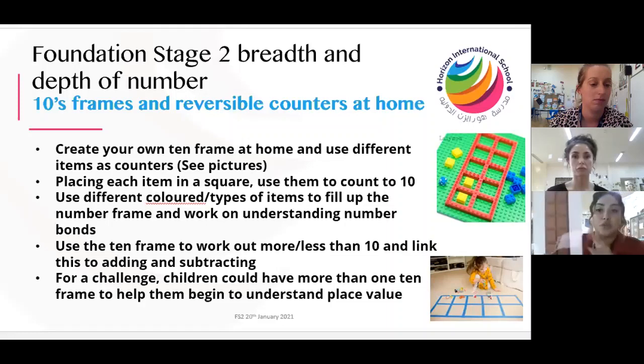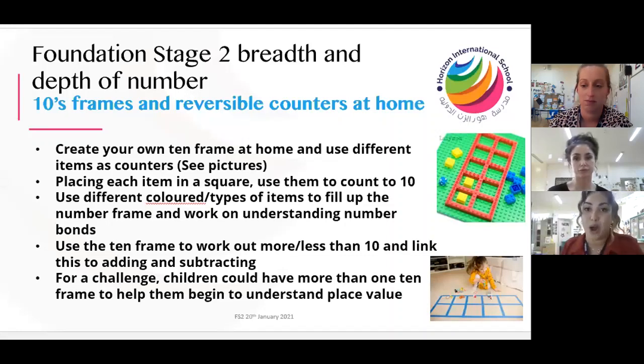That would equal 2 tens, which is the same as 20, and challenge them that way, looking at place value and the value of the 10 being 1, 2, 3, 4, however many tens, and then the ones being the ones that are left over. So there's an example of some things that you could do at home.